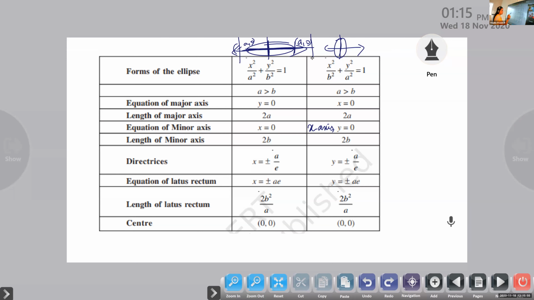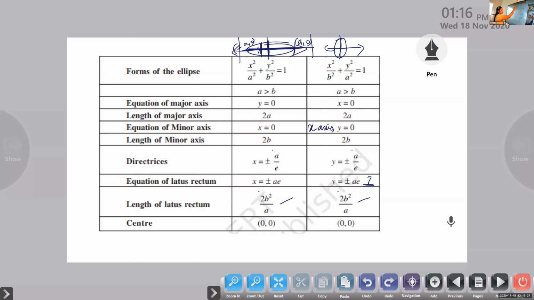Next is latus rectum. What is latus rectum? It is the line drawn perpendicular to the axis and passing through the focus. That's what we call latus rectum. Equation of latus rectum: x is equal to plus or minus ae, y is equal to plus or minus ae. That one is not needed, but just note it down. But the next one we want: length of the latus rectum is 2b squared by a, in both cases.